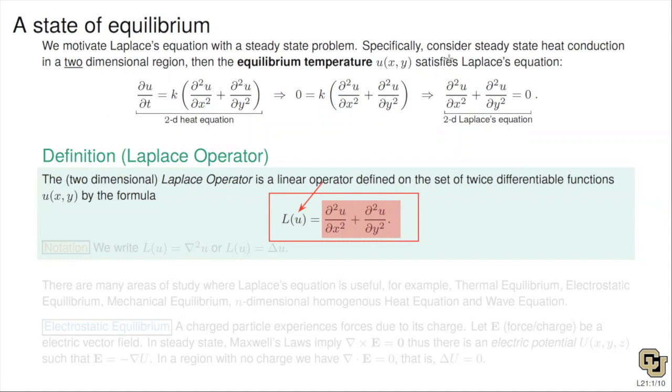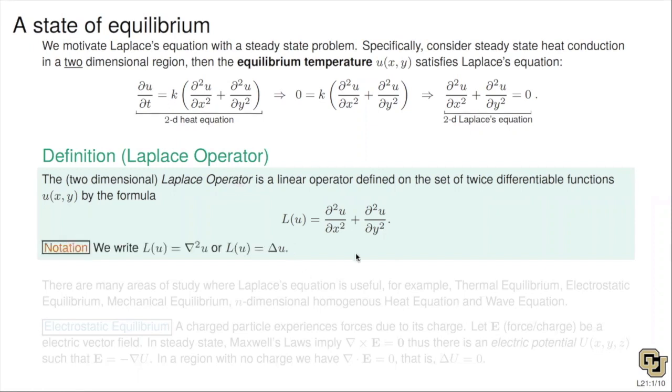And this can be shown to be a linear operator. So what does that mean? L of U1 plus U2 equals L of U1 plus L of U2. And L of any constant C times U equals C times L of U. So this can be shown to be a linear operator. And we have reserved notation for it.